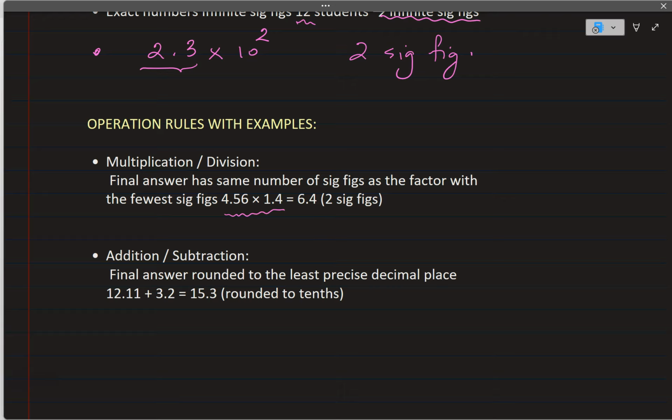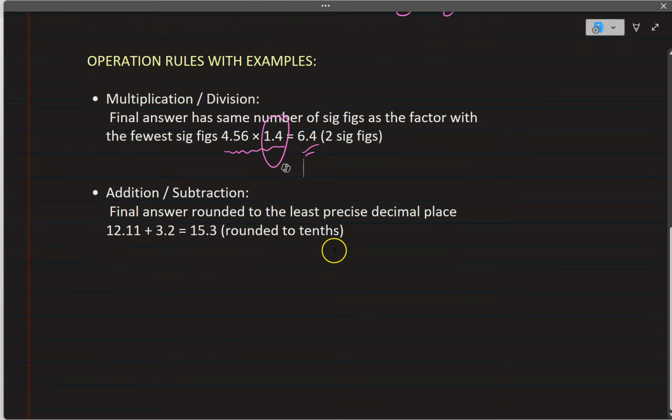Which of the 2 numbers got a lesser number of sig figs? Well, it is 1.4. So when you do the multiplication using a calculator, at the very end, once you're done, you need to round your answer either up or down to 2 sig figs, and this is what the answer is, 6.4, and that's 2 sig figs. Okay, so remember, you have to round it at the end. Don't do it intermediately.